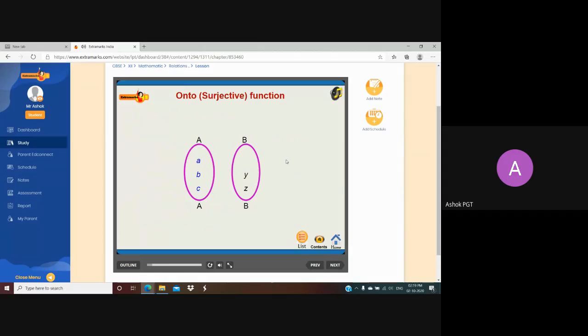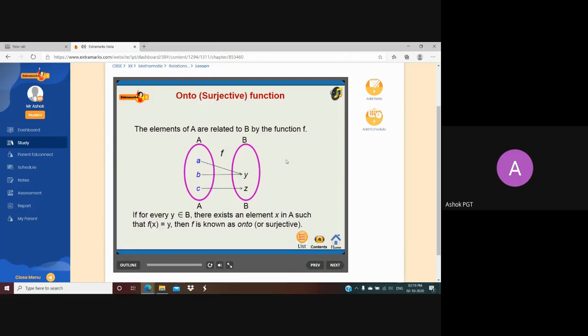Onto or surjective function. Let A and B be two sets, as shown below. The elements of A are related to B by the function f. Here, every element of the set B is the image of some element of A under f. If for every y belonging to B, there exists an element x in A such that the image of x is equal to y, then f is known as an onto or surjective function. Let us see an example of an onto function.